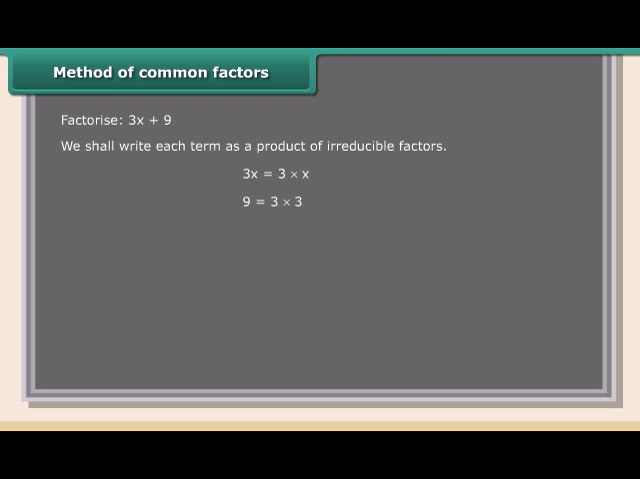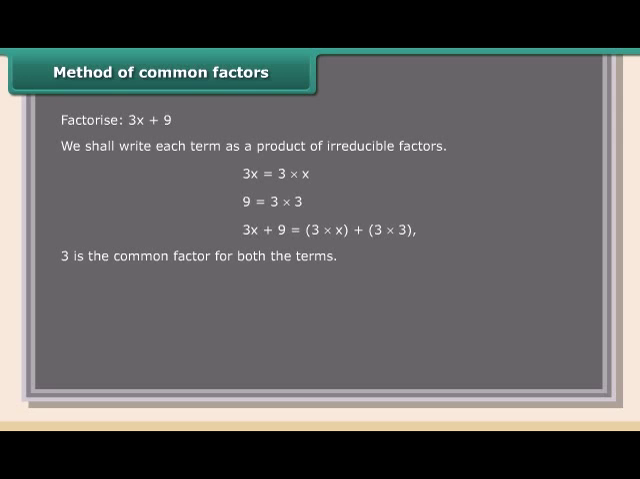Method of common factors. Factorize 3x plus 9. We shall write each term as a product of irreducible factors. 3x is equal to 3 into x. 9 is equal to 3 into 3. 3x plus 9 is equal to 3 into x plus 3 into 3.